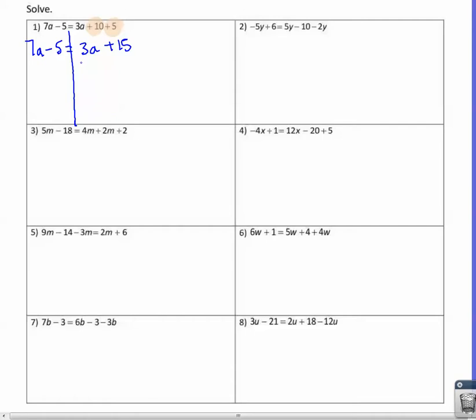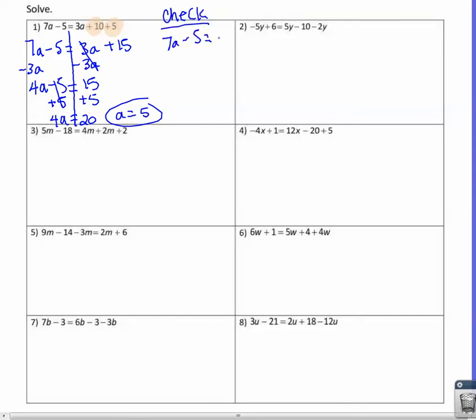I'm going to move my variable first, and I'm going to move my positive 3a by subtracting 3a from each side of the equal sign and bring down all my remaining terms. So you get 4a minus 5 equals 15. Now I'm going to move my constant by adding 5 to each side of the equal sign. And then you want to divide each side by 4 to give you a equals 5.